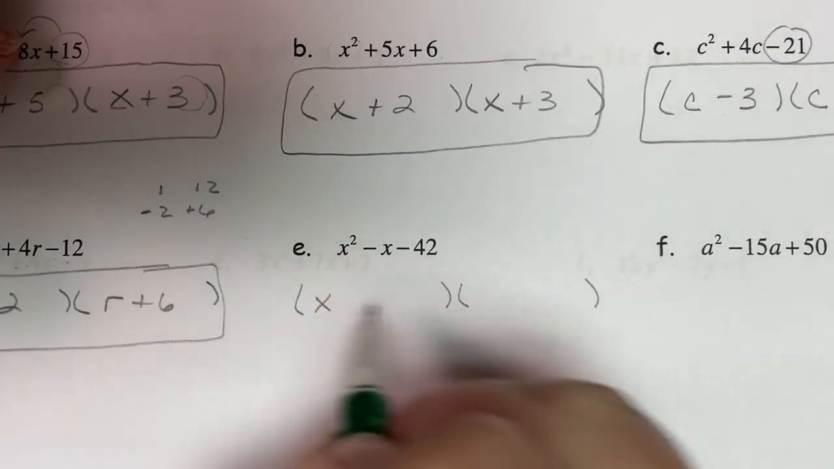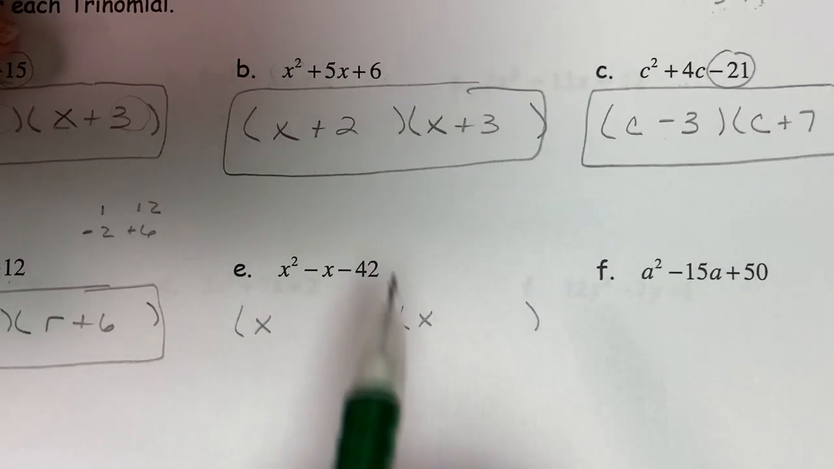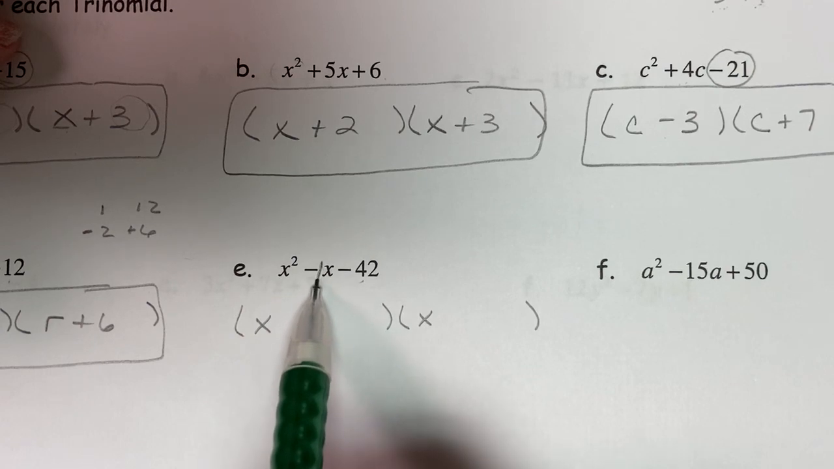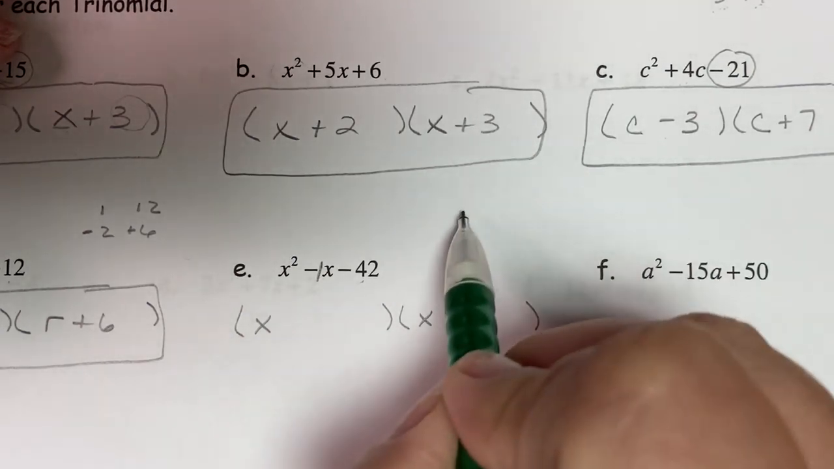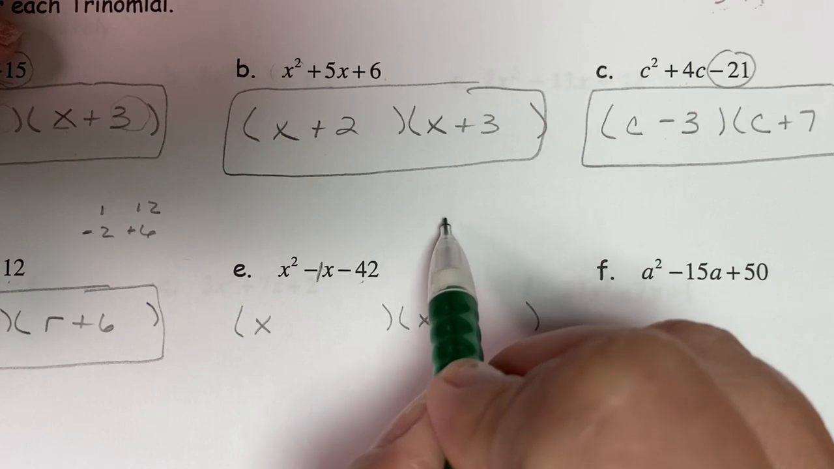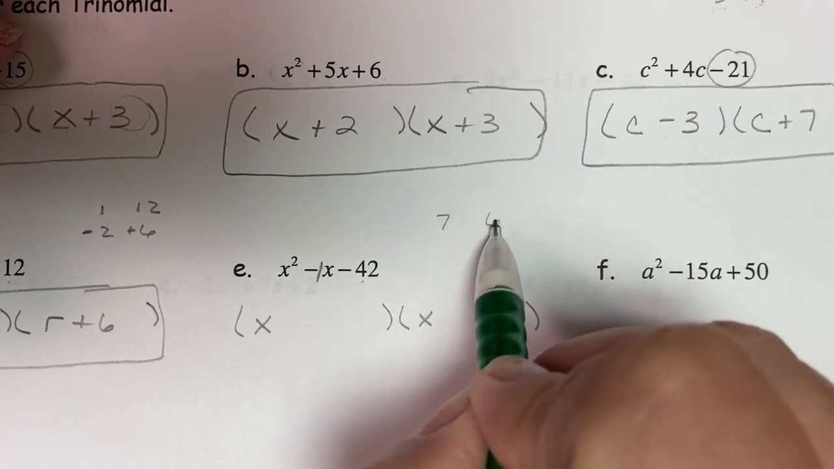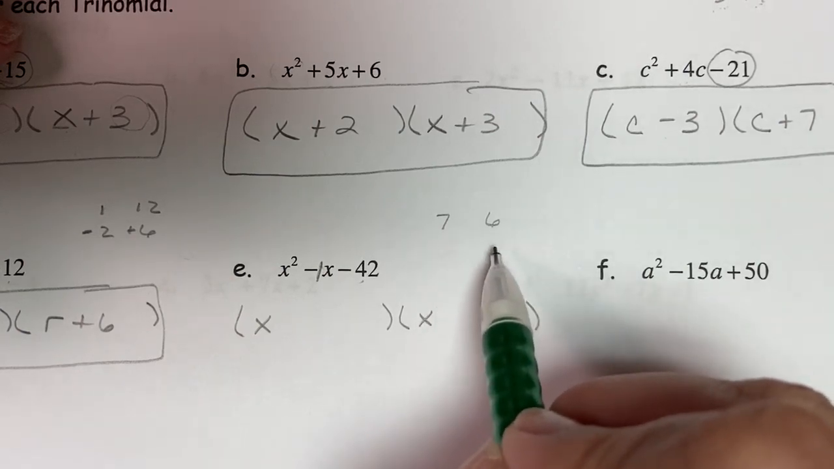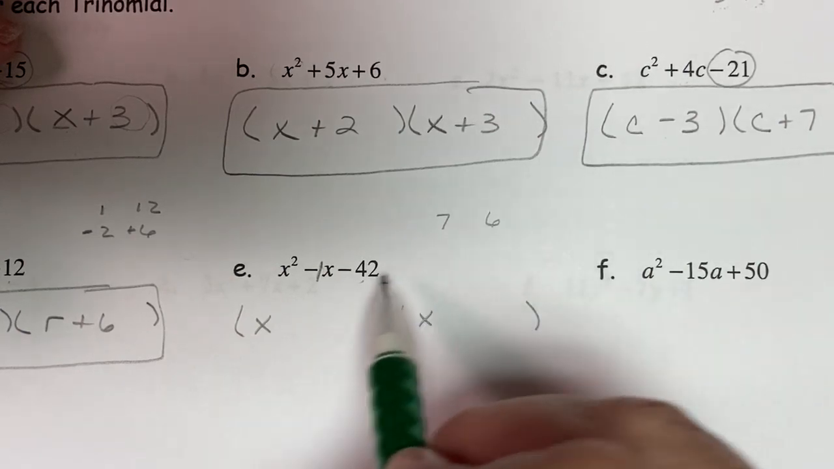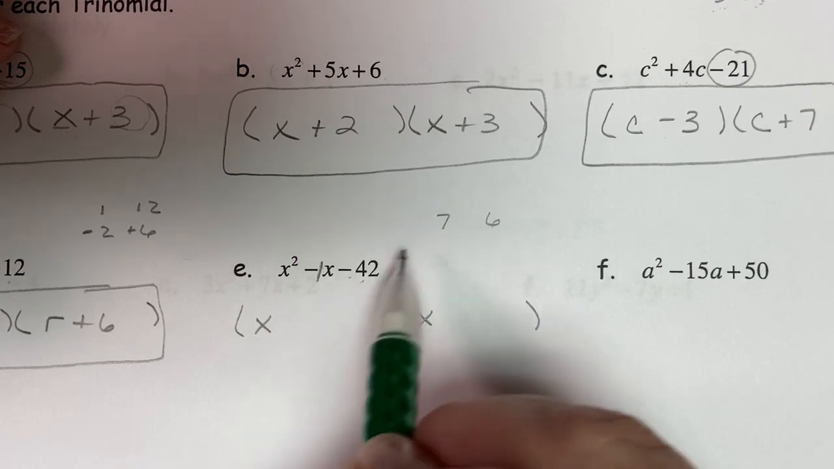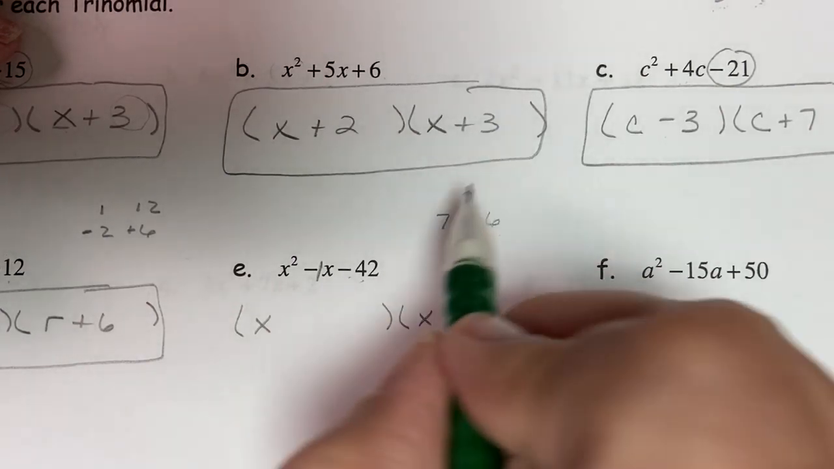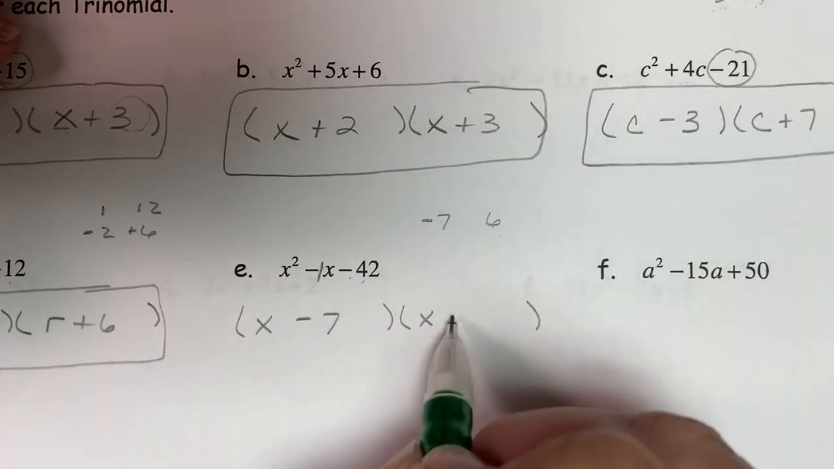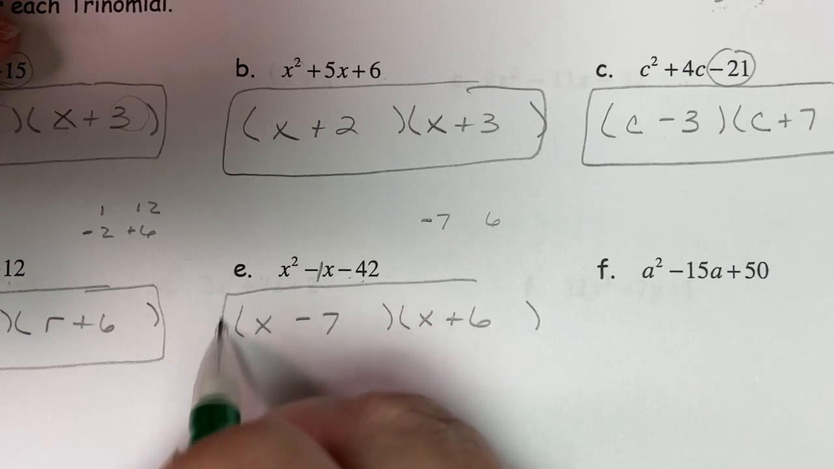So we have an x and an x. So we want two numbers now that multiply together to get negative 42 and add together to get a negative 1. Well, if you think of everything that multiplies together to get 42, your combination of numbers is going to be a 7 and a 6 because I can get a 1 out of a 7 and a 6. Don't forget, one of them has to be negative because this is negative. So I want to add the numbers and get a negative 1. That means the 7 has to be negative. So negative 7 and positive 6.